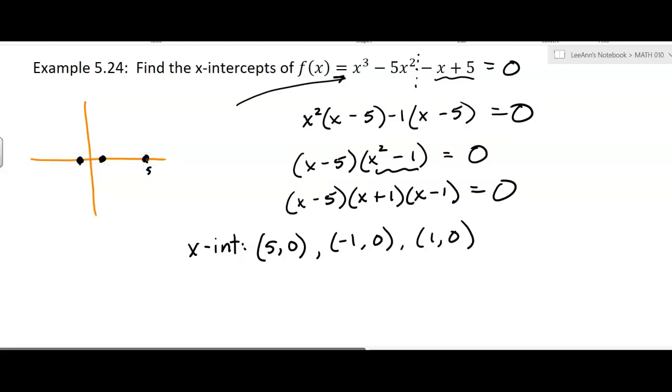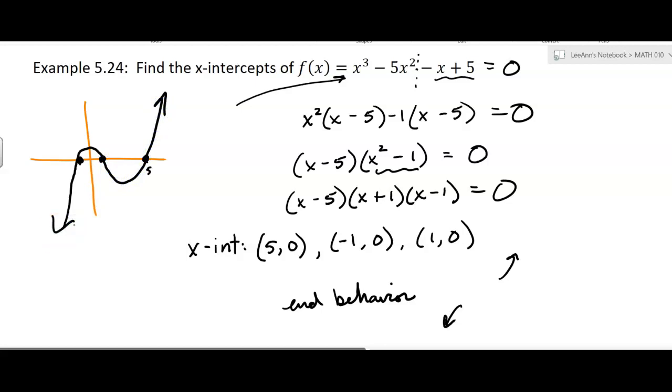Now, because I know my end behavior, we're not really talking about that right now, but we've done that before. We know it's cubic, so it's going to be going up this way and down this way. That tells us we're going to start down here. It's going to come up, do something. We don't know exactly what yet, and then it's going to go like that.